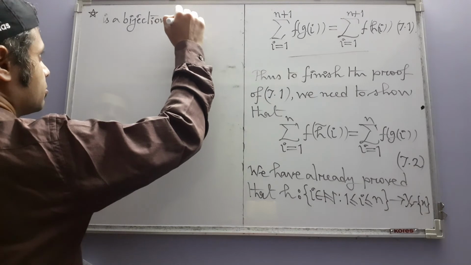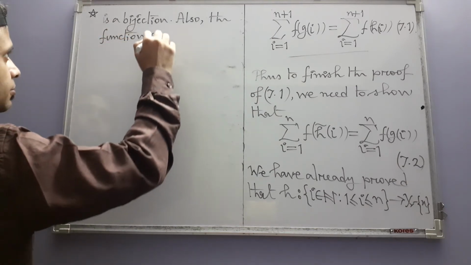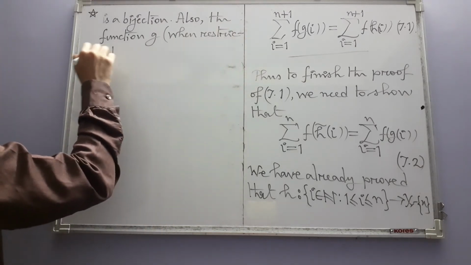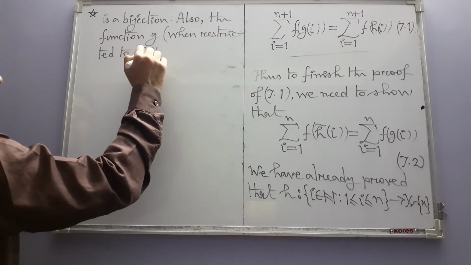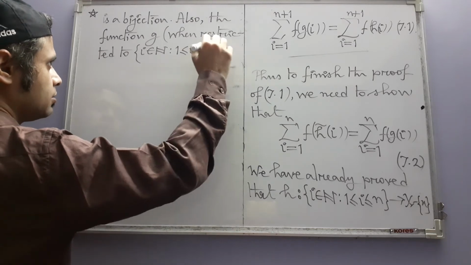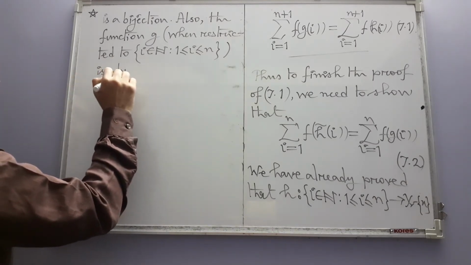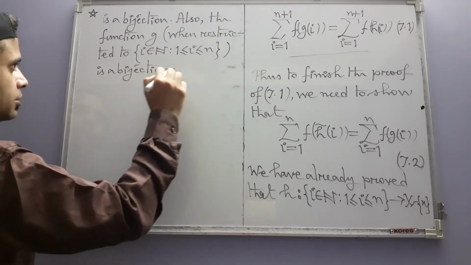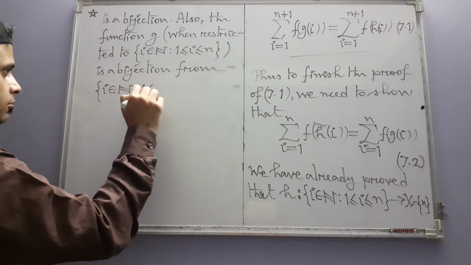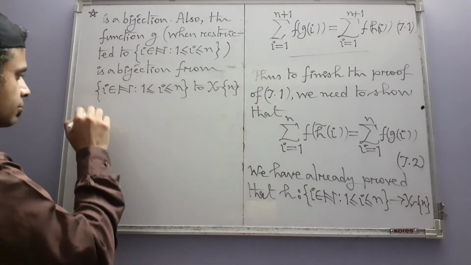The function g, when restricted to this subset of the original domain of g, where i varies from 1 to n plus 1, here i varies from 1 to n. The function g is a bijection from this to x minus x. The author asks why.